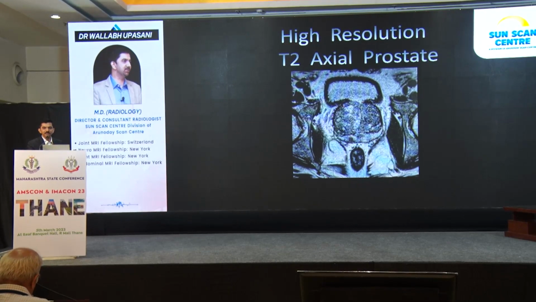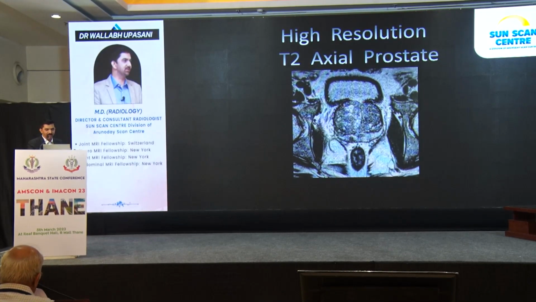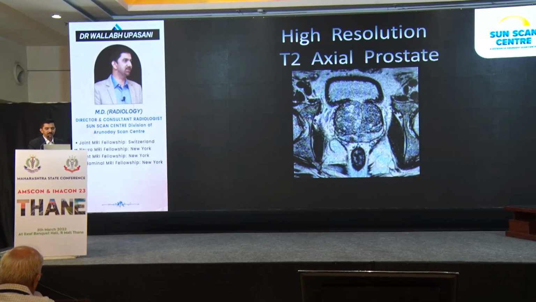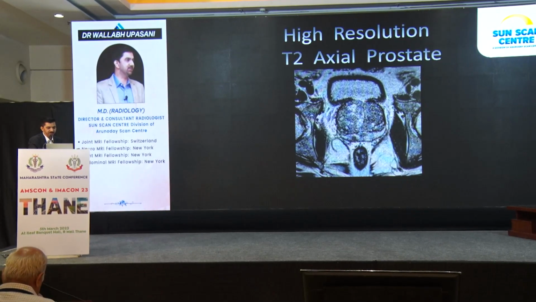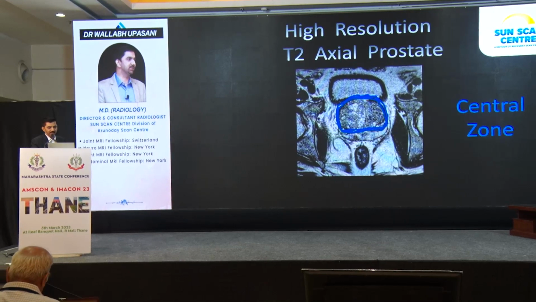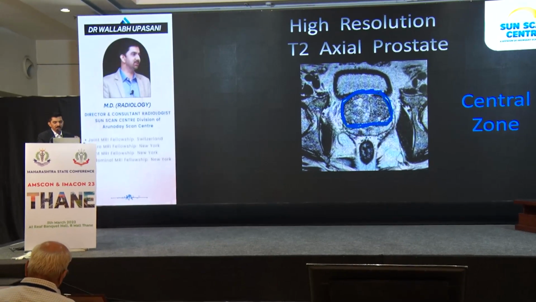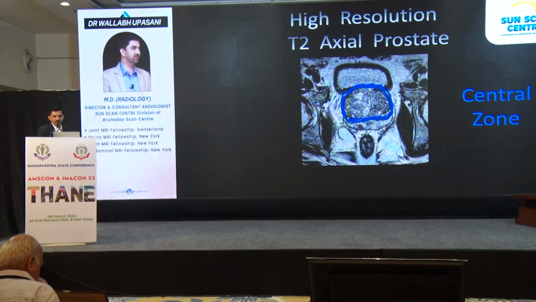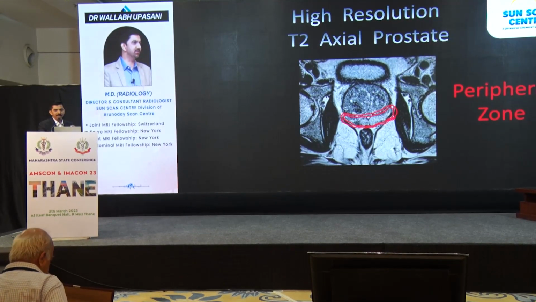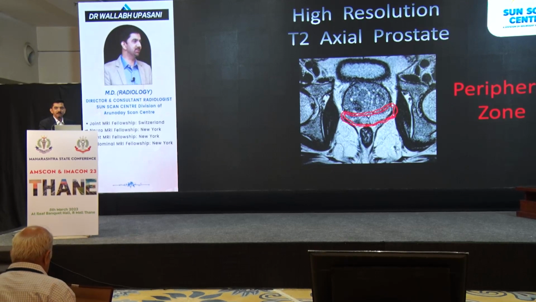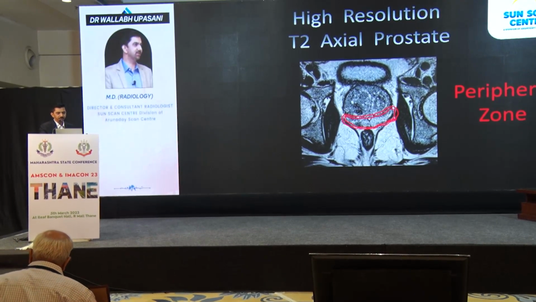Let us come to another smart tool, that is high resolution. This is a 2 millimeter thin axial T2 image of the prostate. The prostate has an anatomical division of a central zone which is shown in blue and a peripheral zone which is shown in red. Malignancy almost always occurs in the peripheral zone.